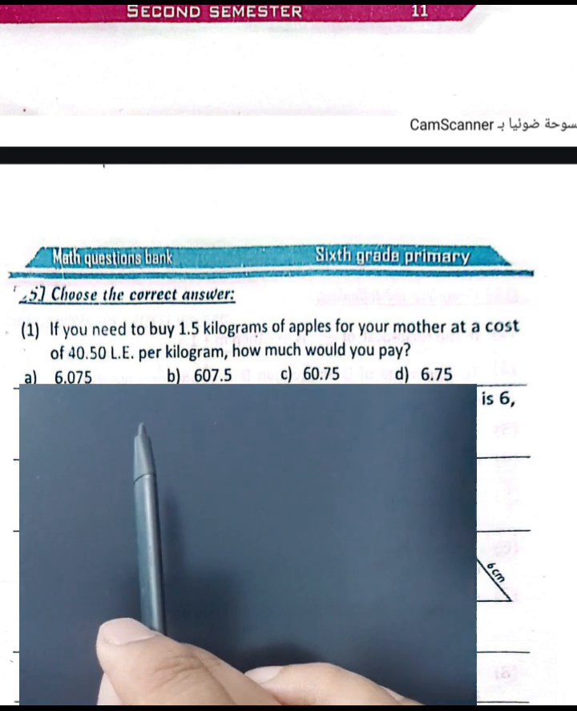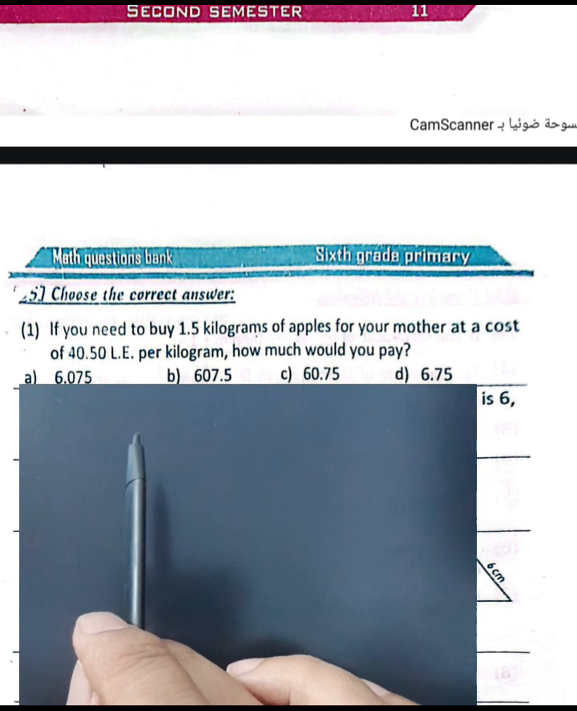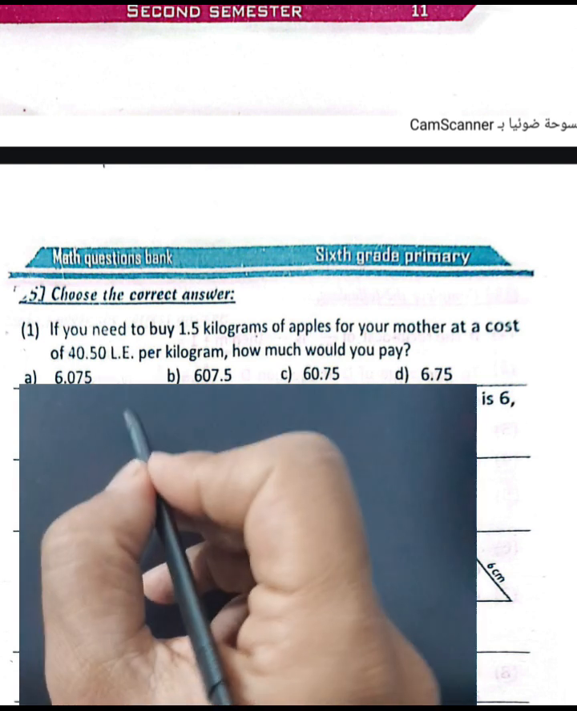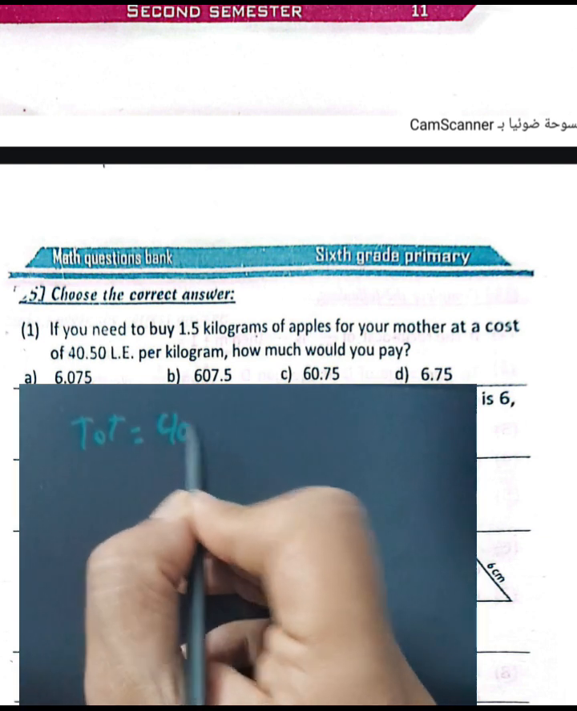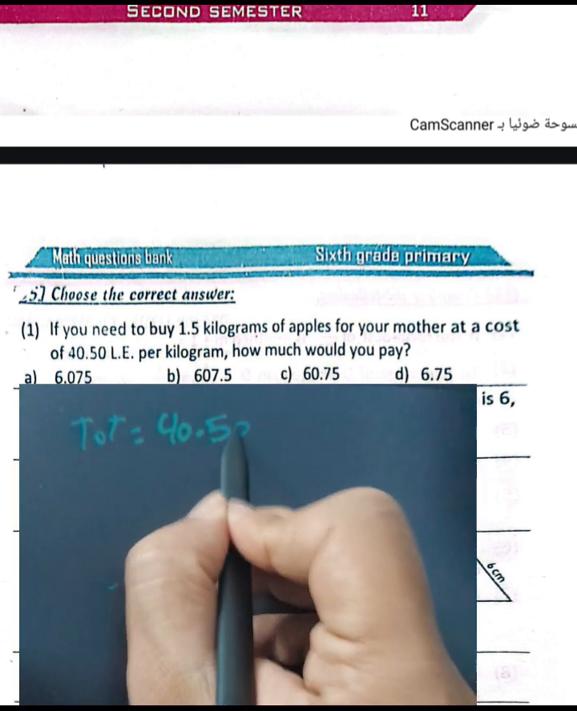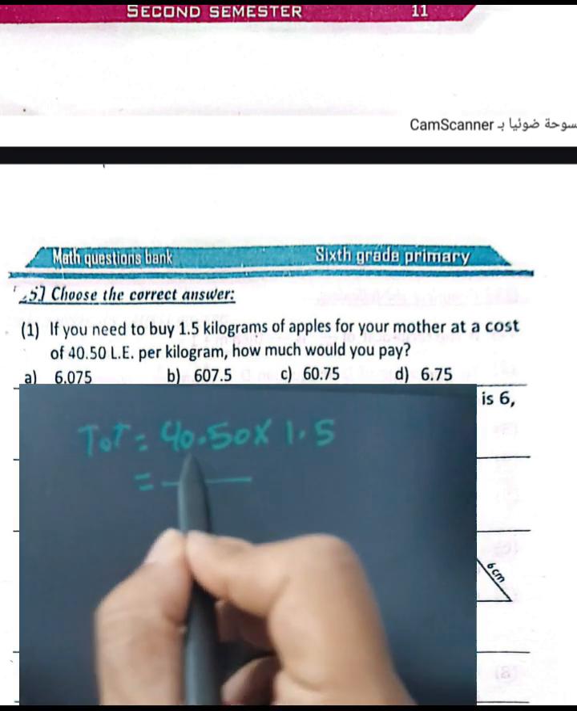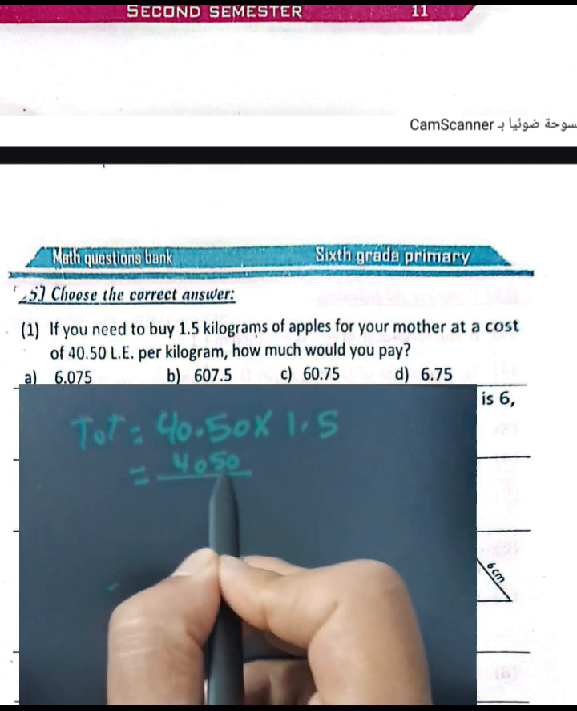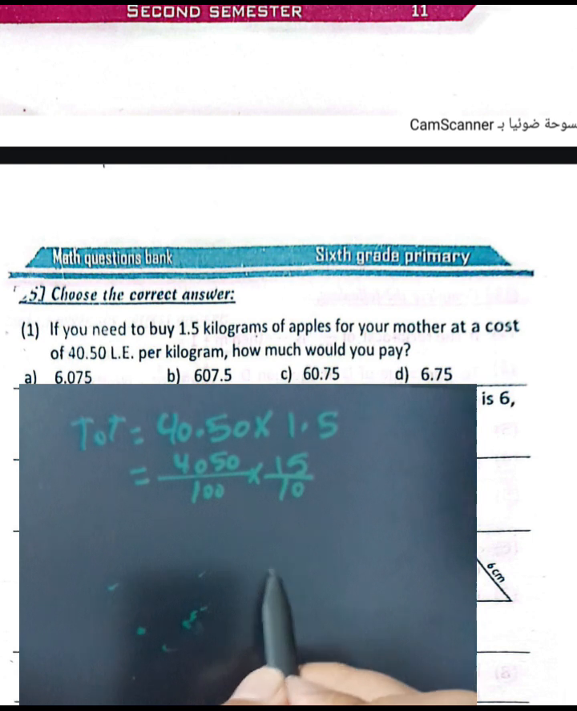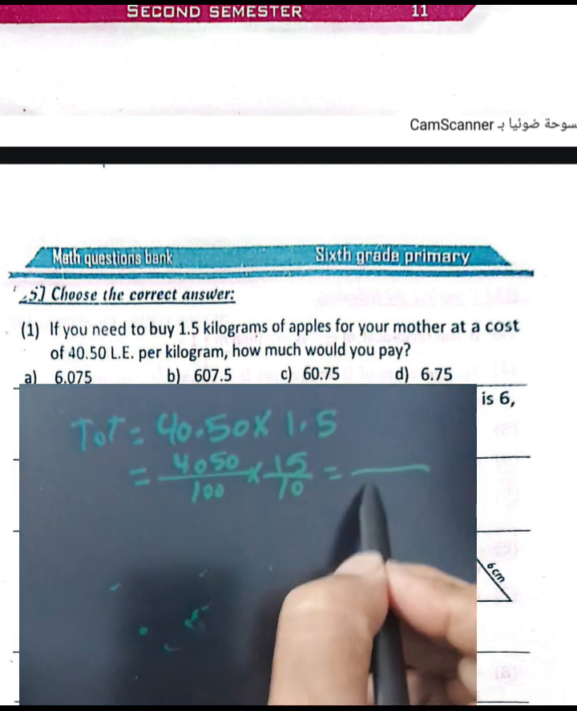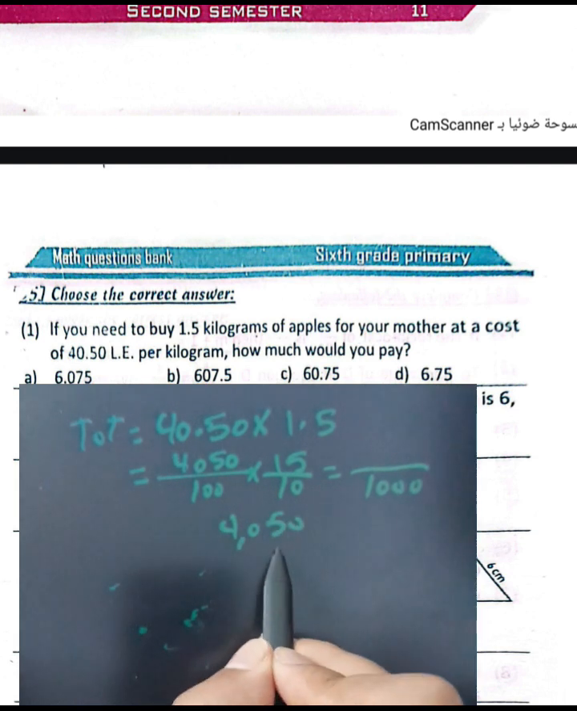Okay, you can find the total amount. You can write 1.5 times 40.50, the product between them to find the total cost. Write 40 and 50 hundredths multiplied by 1.5, and then we have here 4050 over 100, and here 15 over 10. 100 times 10 will be 1000, and we have 4050 multiplied by 15.